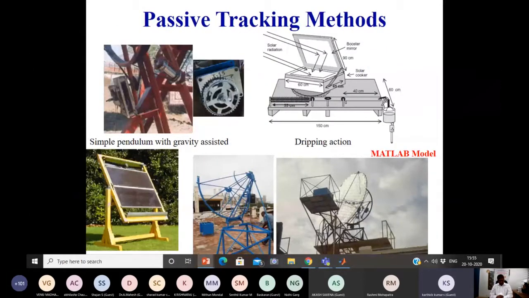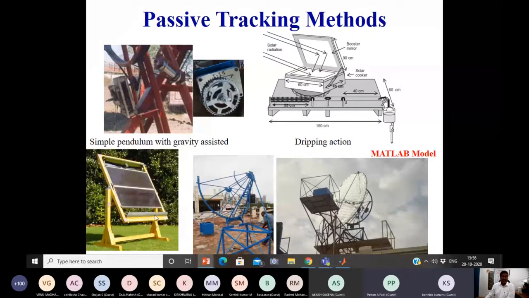These are some of the varieties of passive tracking drives using different mechanisms. The first one shows the simple pendulum with gravity assistance. The tracking uses gravity, the dead weight. The dead weight is connected to this simple pendulum mechanism so that a big Scheffler reflector is moved. You can see the Scheffler reflector here in this drawing. The Scheffler reflector is moving from one point to the other point.